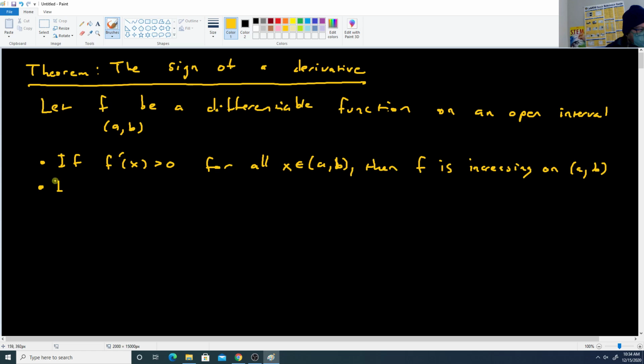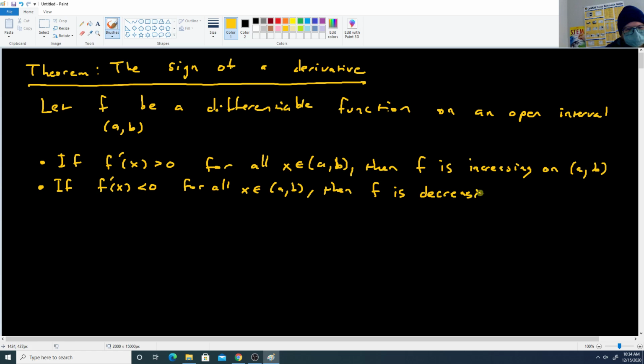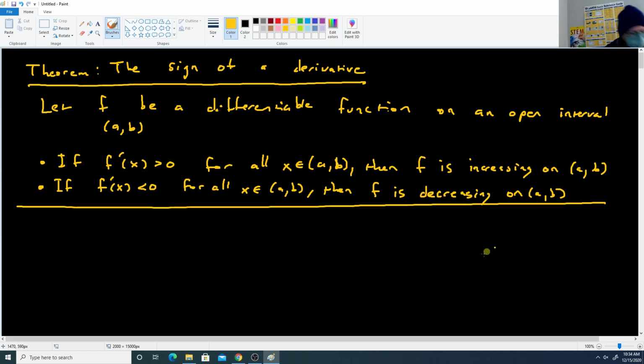And we get a similar statement if the first derivative is negative on an interval. Then the function that we took the derivative of is decreasing on that interval. Okay, so we're going to look at a few examples here, and then we'll move on.